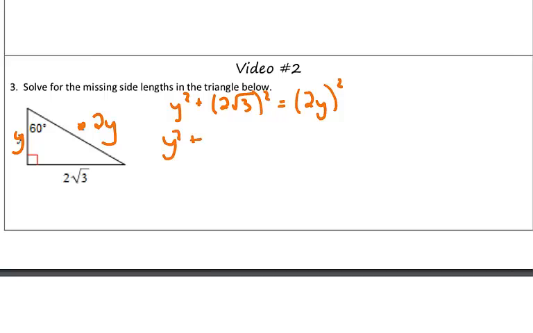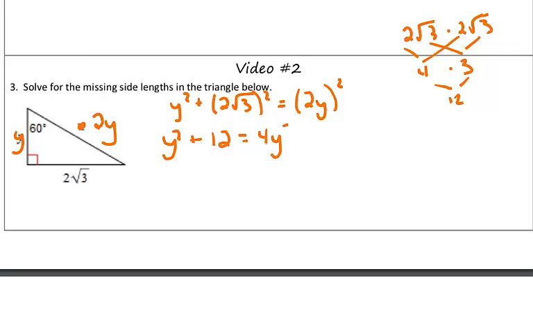Now I'm going to solve this. So y squared plus 2 radical 3 squared, and I'm just going to do this off to the side, is just 2 radical 3 times 2 radical 3. You can plug this into your calculator, but it's mental math. 2 times 2 is 4. Radical 3 times radical 3 is 3. 4 times 3 is 12. Done.